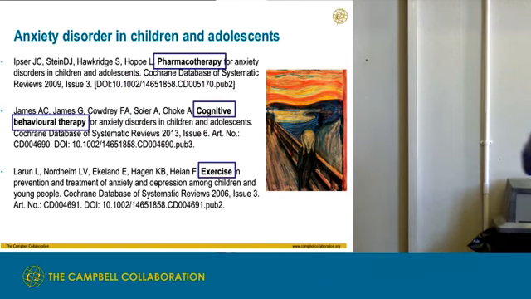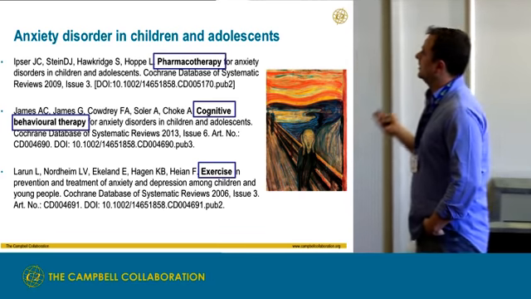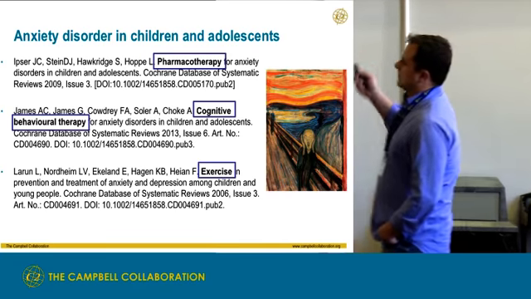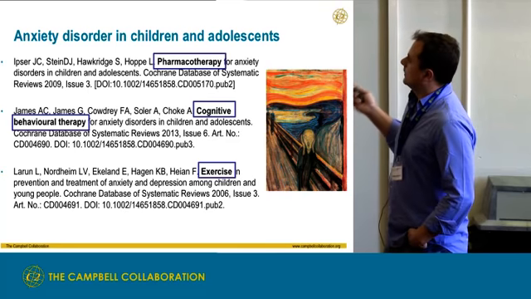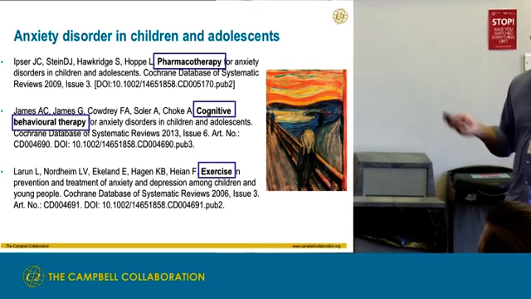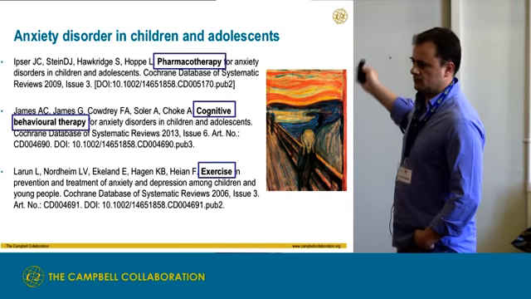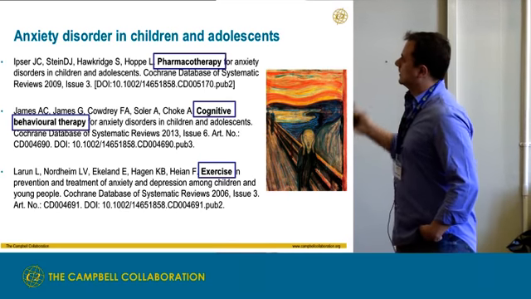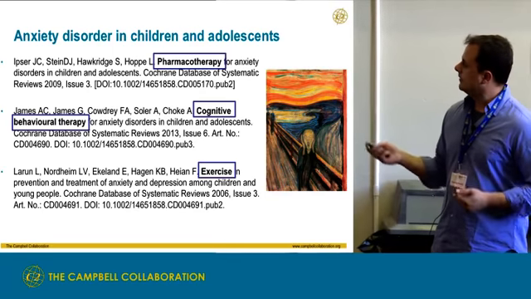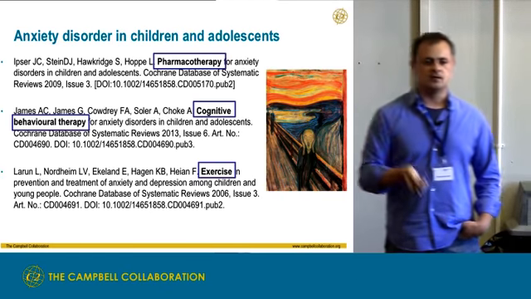I want to compare effectiveness of interventions for anxiety disorder, which is prevalent in children and adolescents. There is a Cochrane systematic review published that evaluates the effectiveness of pharmacotherapy for anxiety disorder in children and adolescents. There is a more recent one with the same outcome, the same population, but evaluating effectiveness of cognitive behavioral therapy, CBT. There is another one evaluating exercise, the same outcome, the same population.